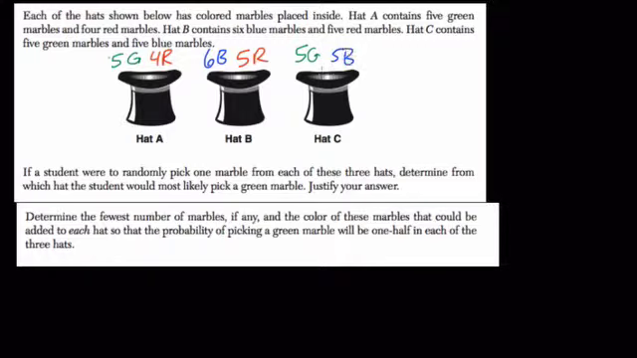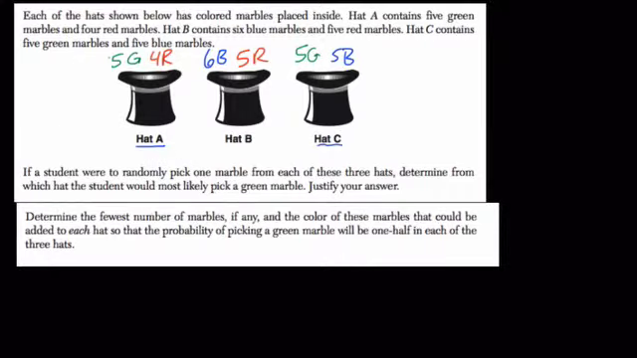Okay, 5 green and 5 blue marbles. If a student were to randomly pick one marble from each of these 3 hats, determine which hat the student would most likely pick a green marble. Okay, well, we're going to pick then the hat with the most green marbles. There are 2 of those with the most green marbles, hat C and hat A.